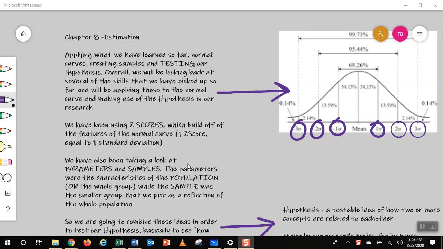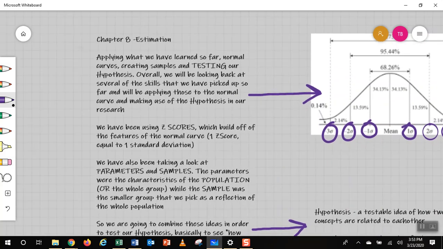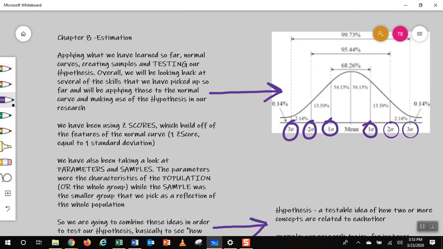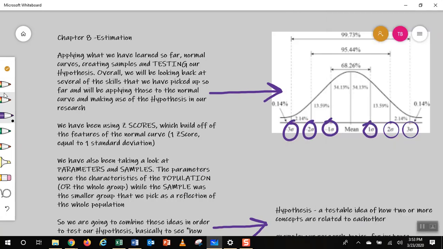But so basically, I'll hop right into it. We're going to be doing chapter 8 today. And this one is kind of applying a lot of the things that we've done so far. So it's called chapter 8. We're looking at estimation. And as far as what we're going to be doing today, it's combining a lot of the different things that we've seen in the past and applying it to sort of a new formula that's going to be for hypothesis testing.